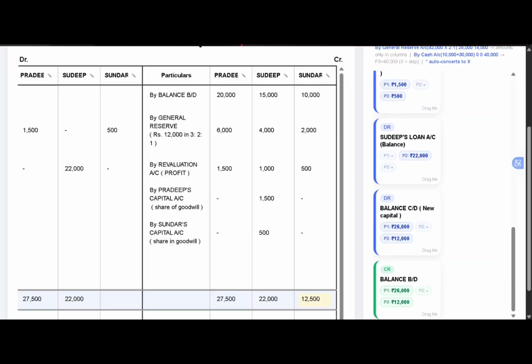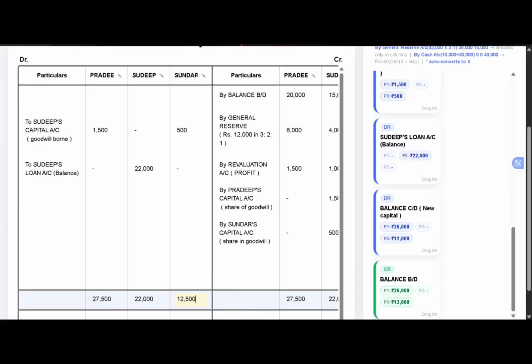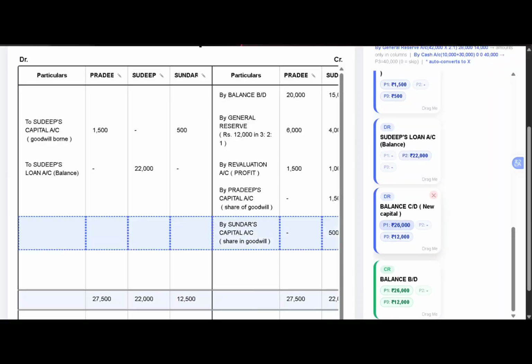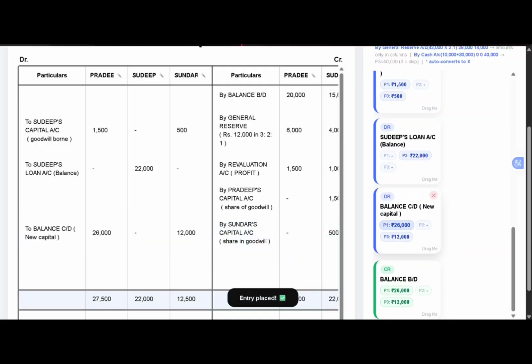So the balancing figure of the continuing partners will be the new capital of the continuing partners, which will be written as to balance carried down, that is the new capital. We will transfer it to the new balance sheet. So 26,000, that is 27,500 minus 1,500, is the new capital of Pradeep, and for Sundar it is 12,500 minus 500, 12,000 is the new capital for Sundar. So this is the partner's capital account.